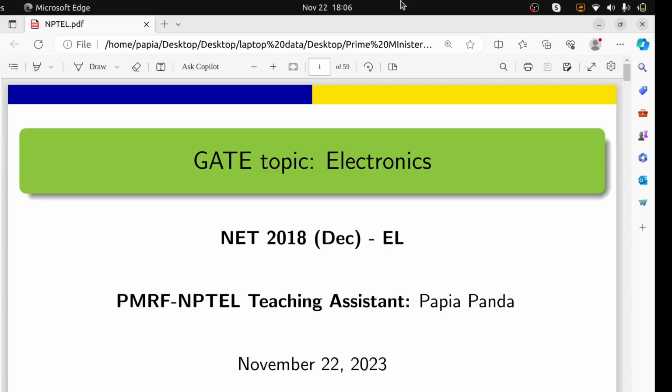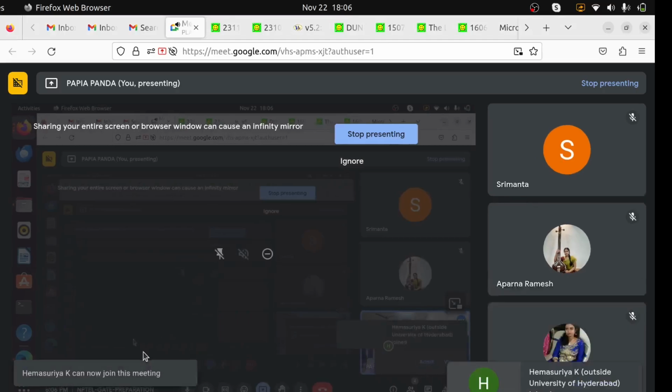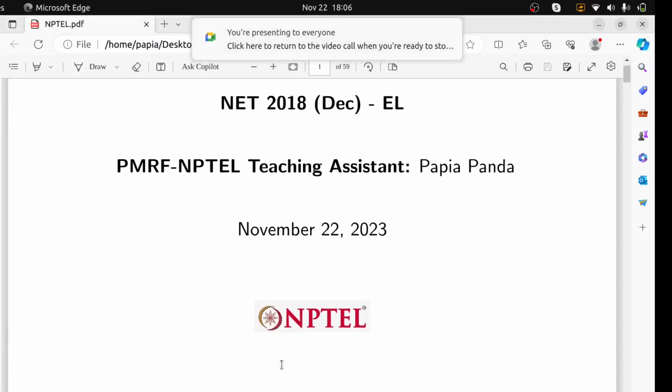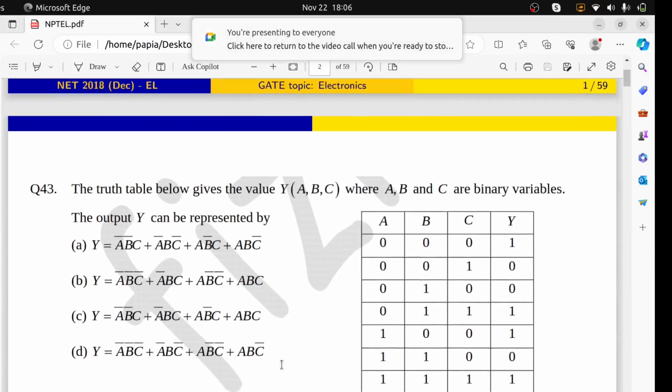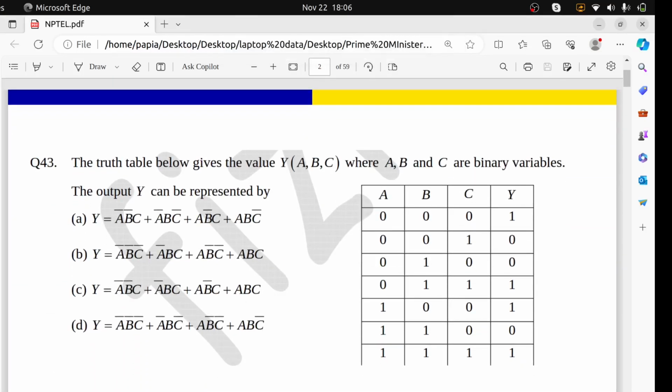So let's start. Okay, so this is the first question. GATE topic electronics, and I have taken the question from NET 2018 December session, and the question is this one. Question number 43. It says that the truth table below gives the value y, a, b, c, where a, b, and c are binary variables. The output y can be represented by which one? Okay, so this is the question.